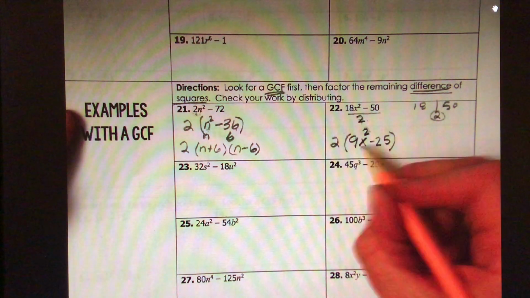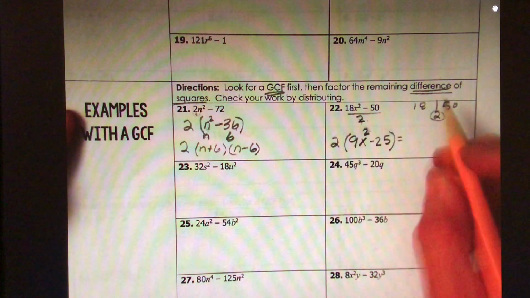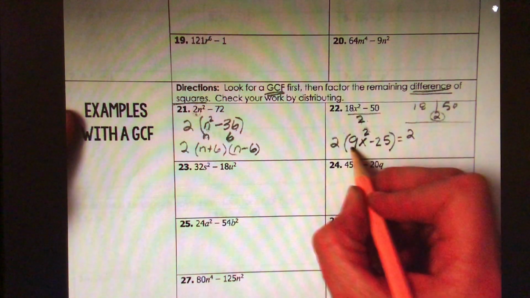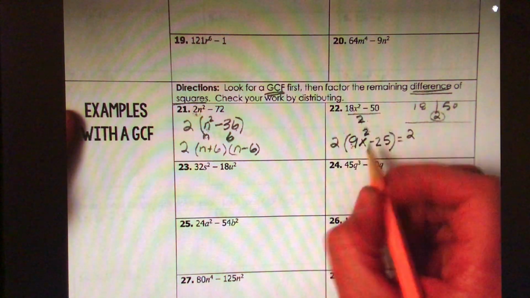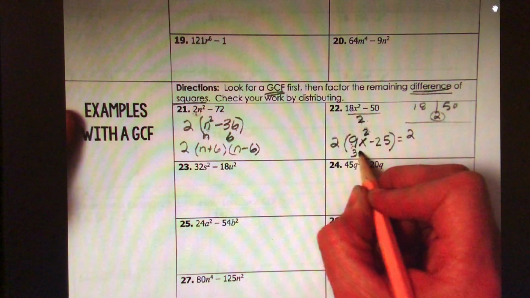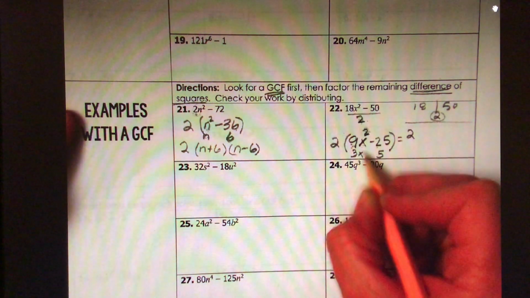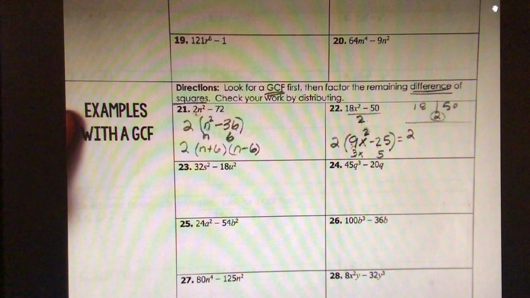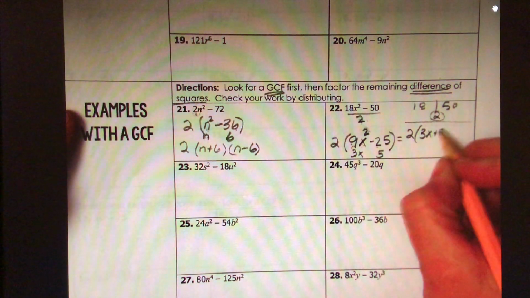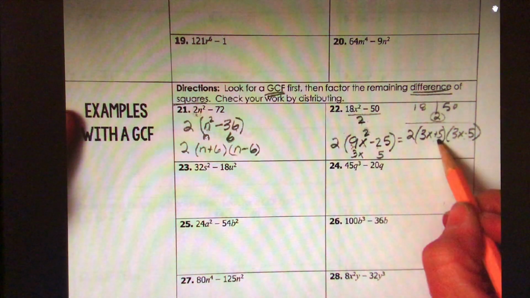Okay, now I have a difference of squares, so I can now keep factoring this. I'm going to have to put this in a box when I'm done, but here we go. So I have 2. Now I'm going to look at my terms here. I know that 3 times 3 is 9, and x times x is x squared. And then the square root of 25 is 5. So here are my square roots. So now I have my terms that I need for my binomials. 3x plus 5 and 3x minus 5. So I got my difference of squares, and then I have my factor.